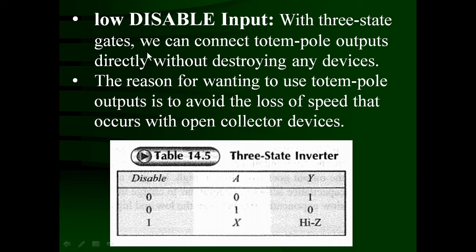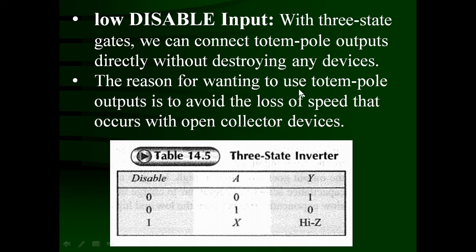Now, whatever I have discussed is given here in the PPT. It is written here, so we'll read it here only. Low decibel input. With three-state gates, we can connect totem pole outputs directly without destroying any devices. So this is the advantage of this modified totem pole arrangement. We can connect this output directly without destroying any gates. That means we can wire together these kinds of tri-state devices. It will not harm any TTL devices.